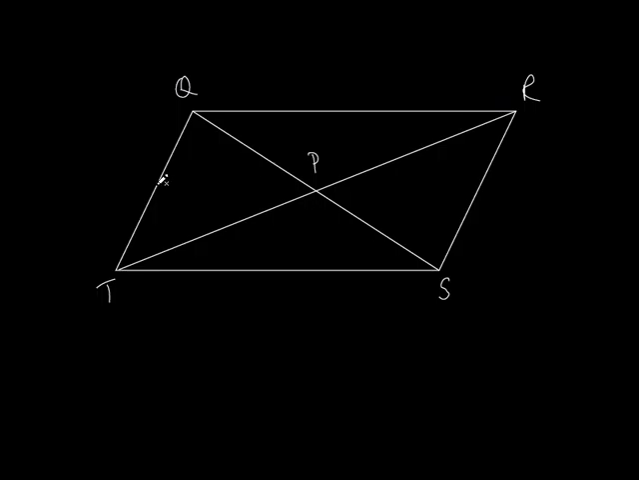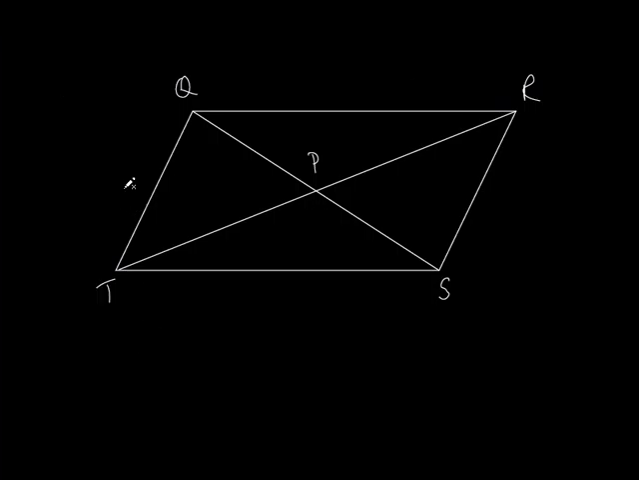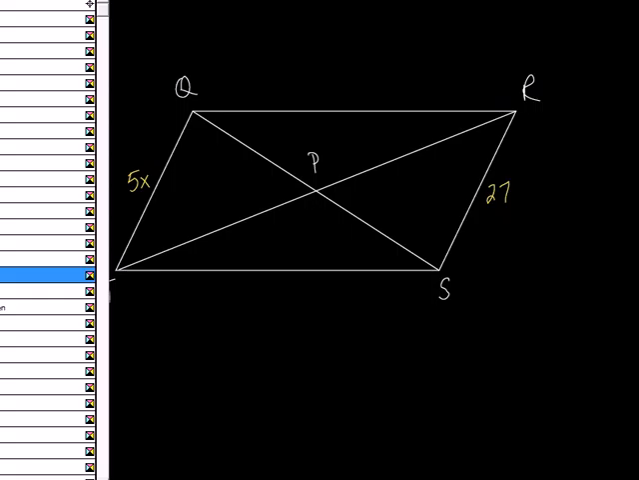All right, then they give you lots of stuff here. I'll tell you what, let's do a couple of these in different colors. Let's go yellow for the sides. So this side right here is 5x. This side over here is 27. All right, let's go another color. Let's go red.